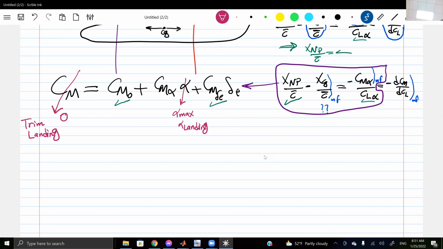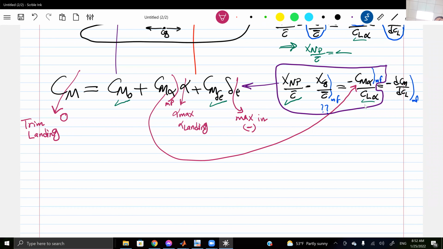Very good. And what about delta elevator? Any suggestions? It's going to be its maximum too. It's maximum, but sometimes the maximum in negative and maximum positive are different. So this is the maximum in what? Negative. Very good. So now look at this equation. Everything is known except the CM alpha. And of course, we're talking about CM alpha most forward, right? Because these are the conditions of the most forward, trim during landing. Get CM alpha most forward from here and substitute it. There, we're done.